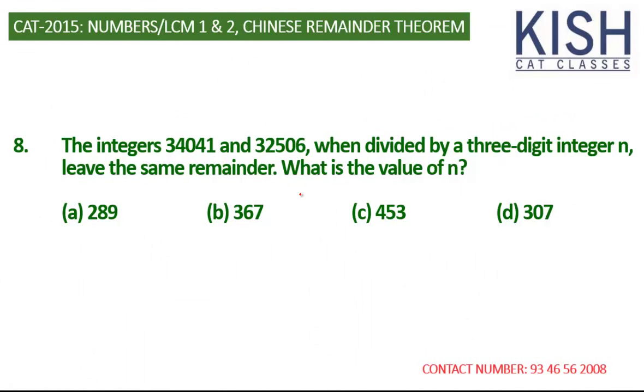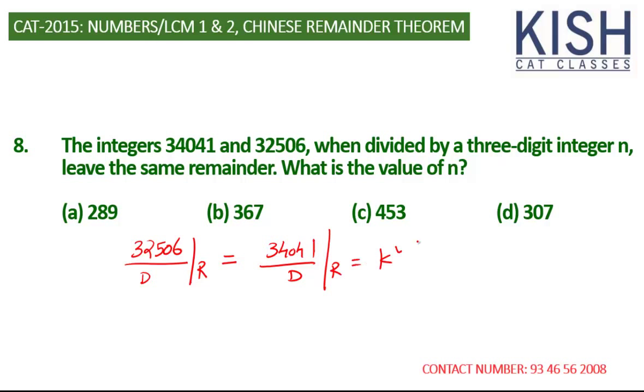Let's solve the next question. The integers 34041 and 32506 when divided by a 3-digit integer n leave the same remainder. What is the value of n? Now we have a number 32506. By a particular divisor d, the remainder is the same as 34041 divided by d, the remainder. So both the remainders are constant here. Constant means it could be any number.